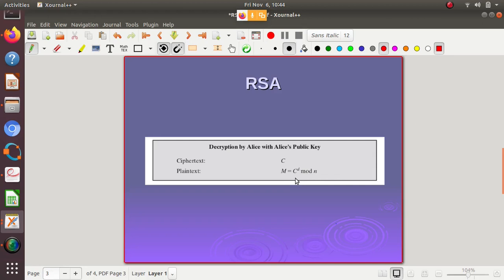So for encryption we have used one key, that is E. And for decryption we have used another key D. That is why we call this asymmetric encryption, because we are using one key for encryption and another for decryption.